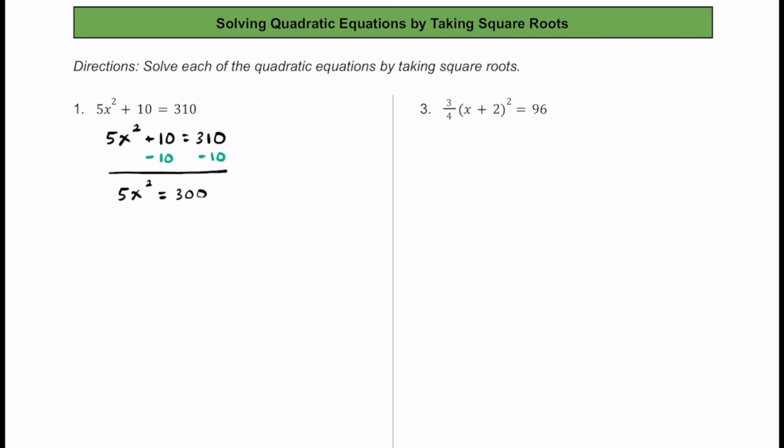And then we're going to go ahead and divide by this 5 so we can get a coefficient of 1. So 5 divided by 5 is going to equal 1x squared, or just x squared. That's a division property of equality. And on the right side, 300 divided by 5 is going to equal 60.